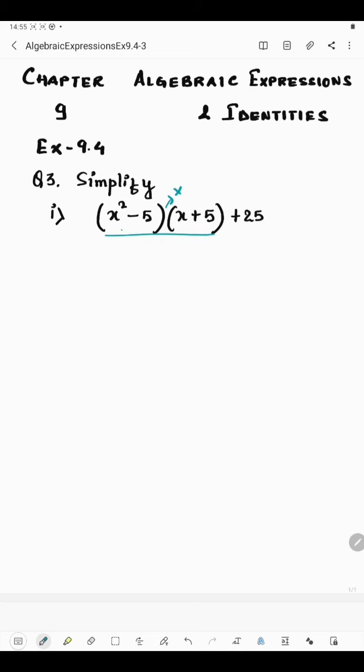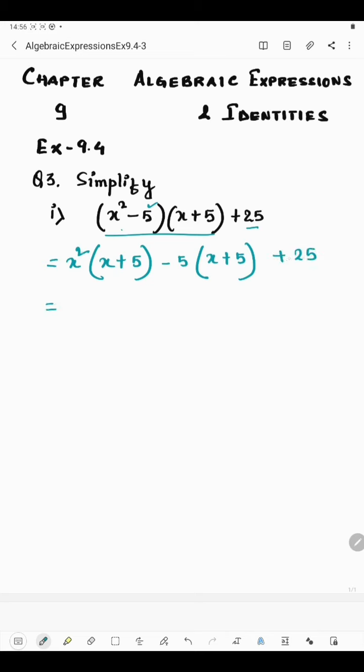So we'll have to multiply the binomials with the binomials and this is given with a plus sign, so this will remain same. So the first term of the first bracket should be multiplied by the whole second expression. Then the second term, which is minus 5, is to be multiplied by the second expression, which is x plus 5. Okay, and plus 25 will remain same.